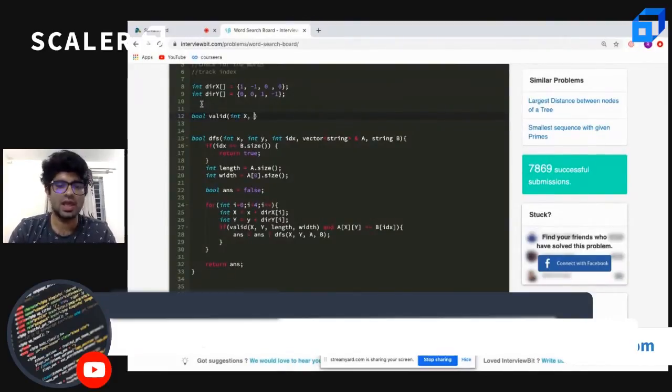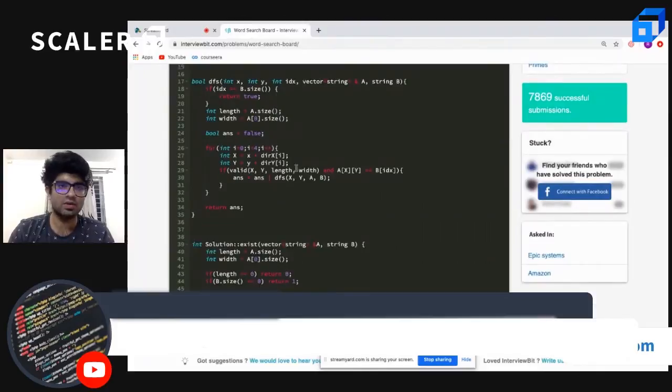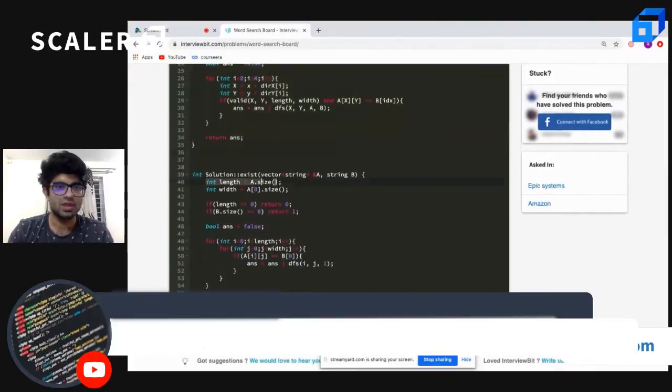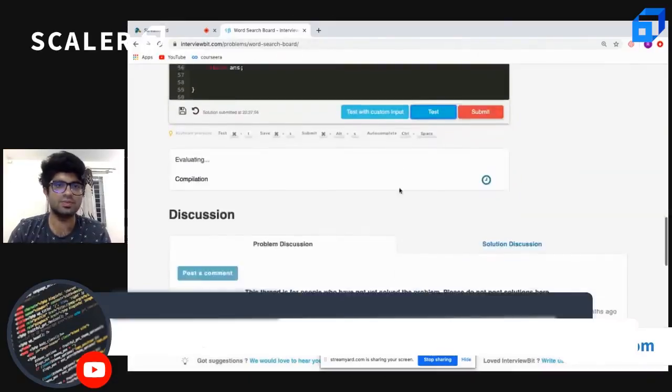The thing is, now I have my coordinates and I have my length as well as width with me. So I need to return true only when my x is greater than 0 and x is less than length and y is greater than 0 and y is less than width. If that is the case, in that case I need to return true. That's been given to me. Fine. I've been given length, width. If we have length as 0, then I need to return 0. If we have been given the size as 0, then I need to return 1. Fine. Looks like a good thing to me.